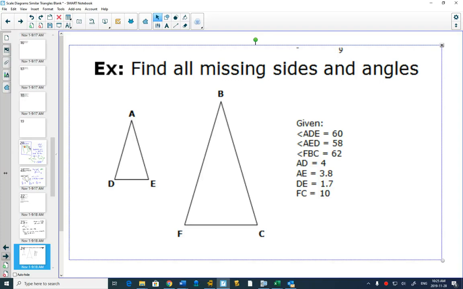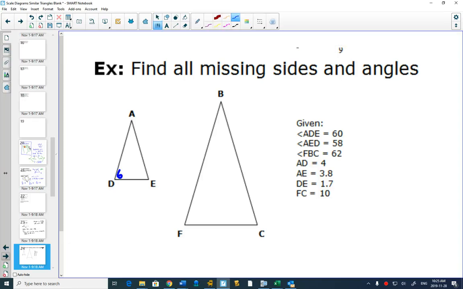You're given this information. So the first thing you're going to do with given information like that is you're going to label it on your triangle. Angle ADE is 60 degrees. So where's ADE? That would be this one right here. Okay? A to D is 4. A to D is 4. I've done the first two for you.